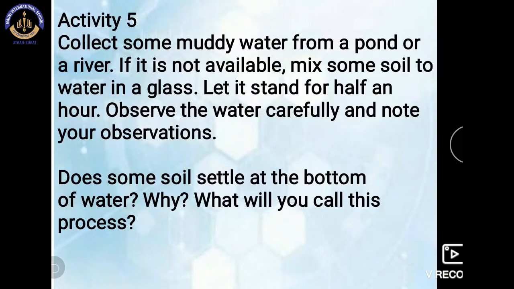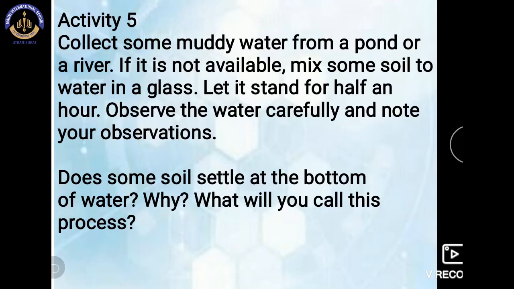In this lecture we will continue our chapter number 5, separation of substances. We will continue the topic, methods of separation. There are many methods: threshing, winnowing, sieving, filtration, sedimentation, decantation, evaporation. In this activity we will discuss the filtration process.